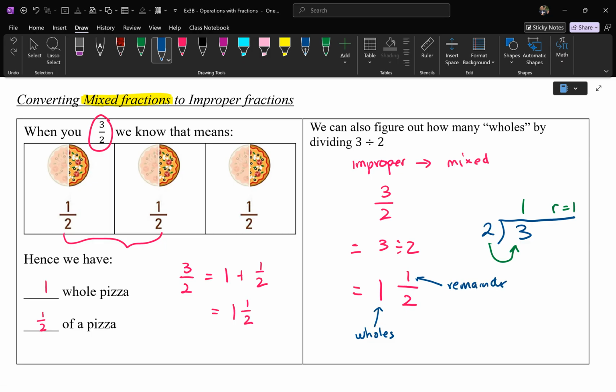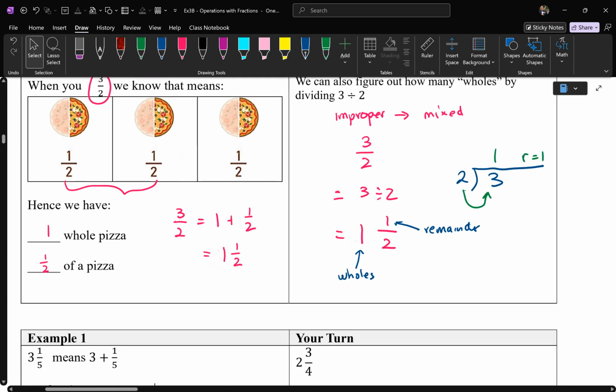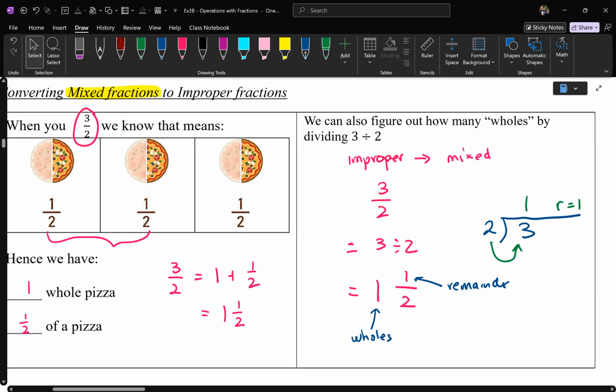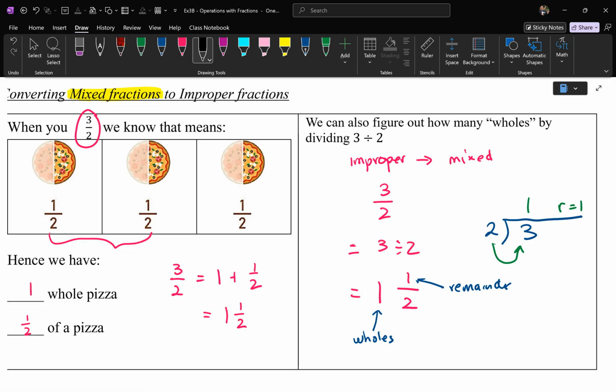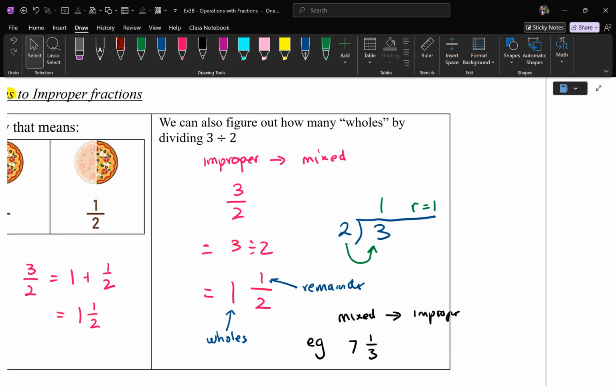That's how you convert from improper to mixed. You have to do the division. Out of curiosity, how many people know how to go backwards from mixed to improper? Hands up if you know. Okay, here's an example. Let's go from mixed now to improper. What if I gave you 7 1/3?